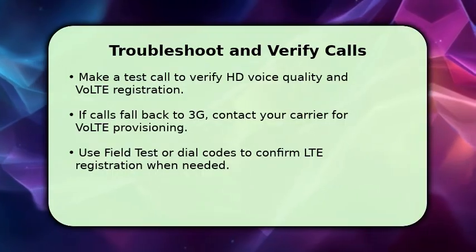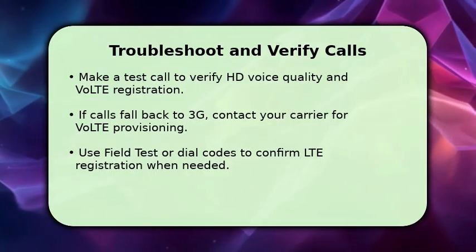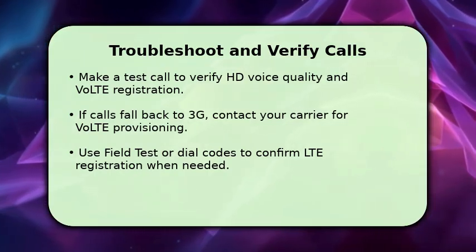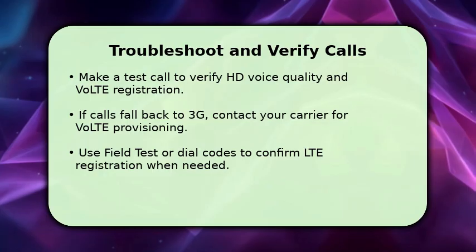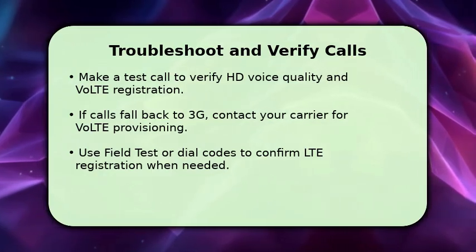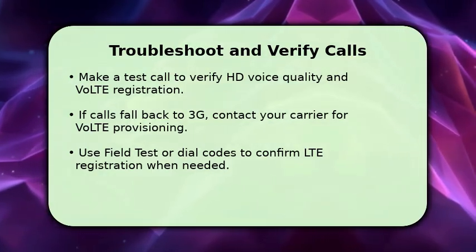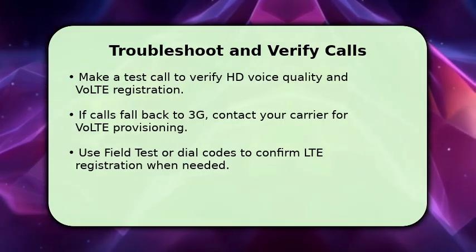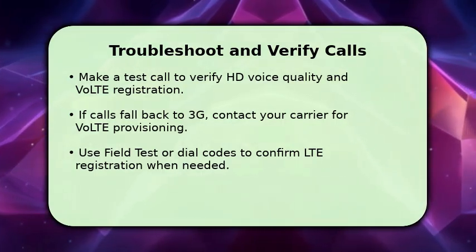If calls drop to 3G or lower, power cycle the phone and toggle airplane mode for a fresh network registration. Contact your carrier if the device still falls back to older networks. Request explicit VoLTE provisioning on your account. Use field test mode or a network status app to confirm LTE registration when necessary.